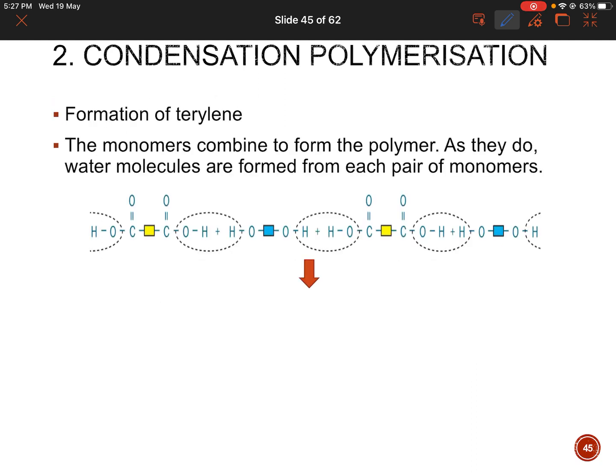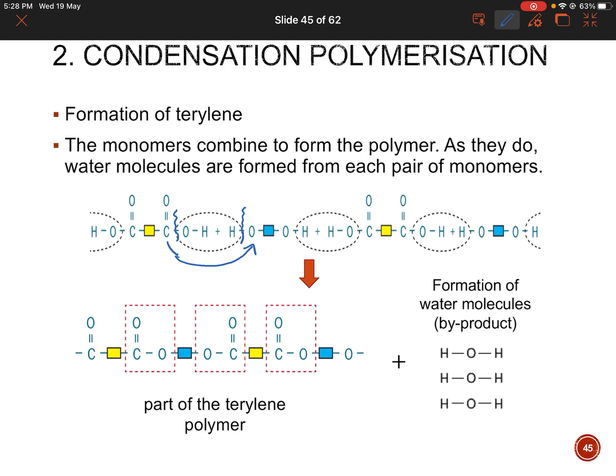And how do you form terylene? They combine to form the polymer, and water is eliminated. So this is very similar to your esterification. The carbon-oxygen bond breaks, the oxygen-hydrogen bond breaks of the diol, and the carbon atom of the dicarboxylic acid forms a bond with the oxygen of the diol. And yes, water is eliminated. Okay, and voila, familiar linkage. This is the ester linkage.